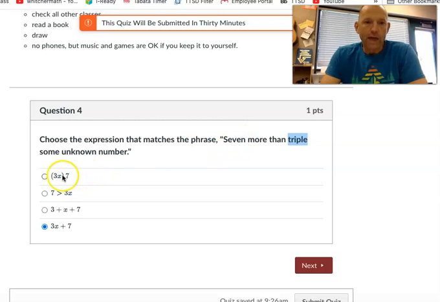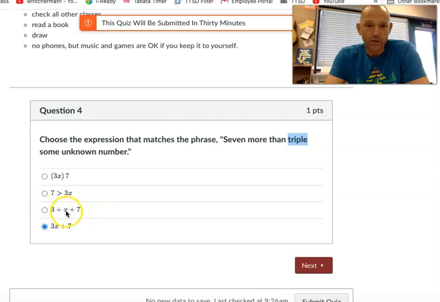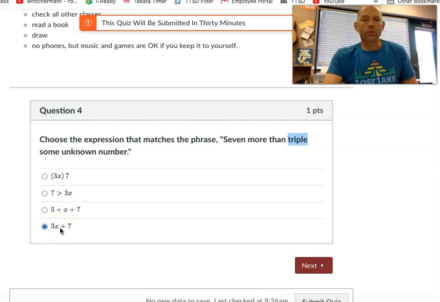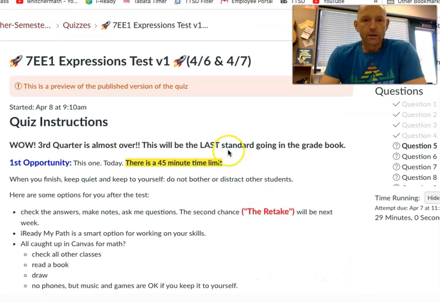This one is multiplying. More than means adding, so that doesn't work. This is a greater than sign, of course, which we have not been using at all. We have not been working on inequalities. And this does not show the multiplication. This does not show tripling x. So we can disprove all the wrong answers and feel really good about proving that correct answer. Next, here we go.